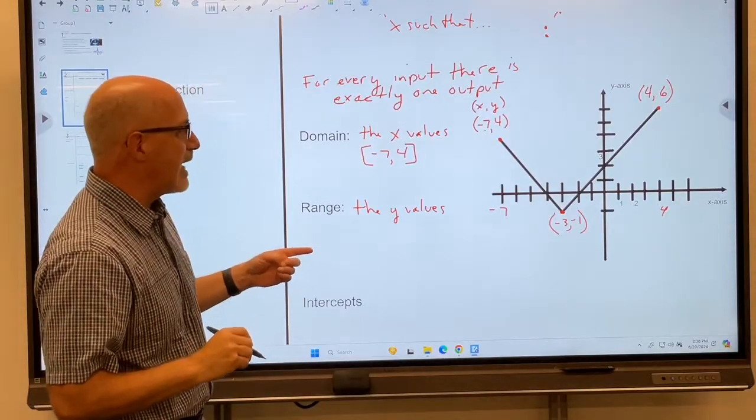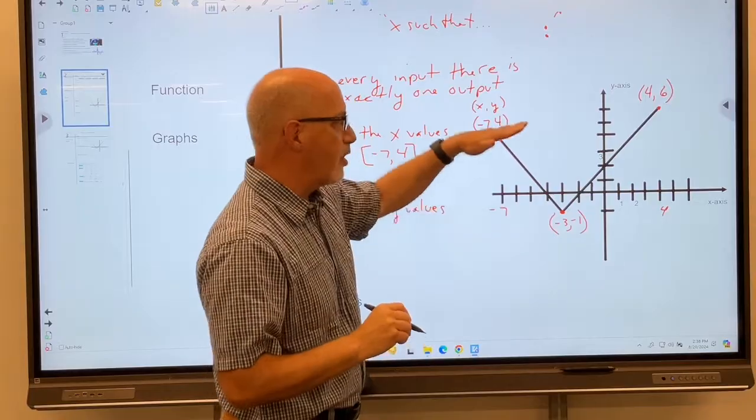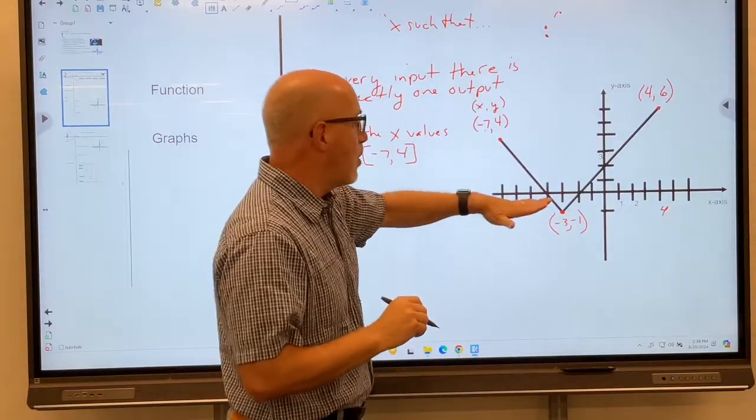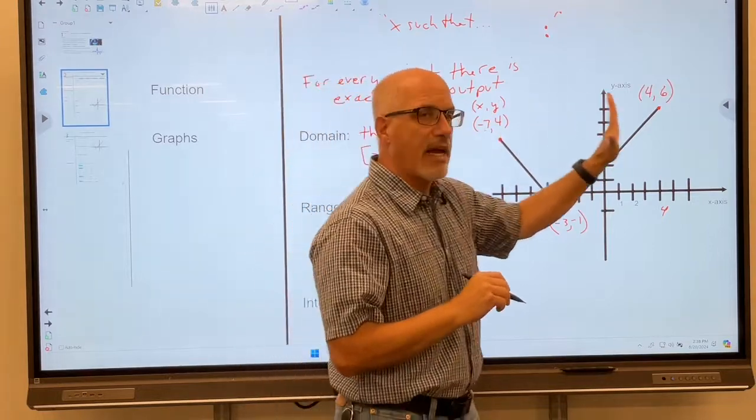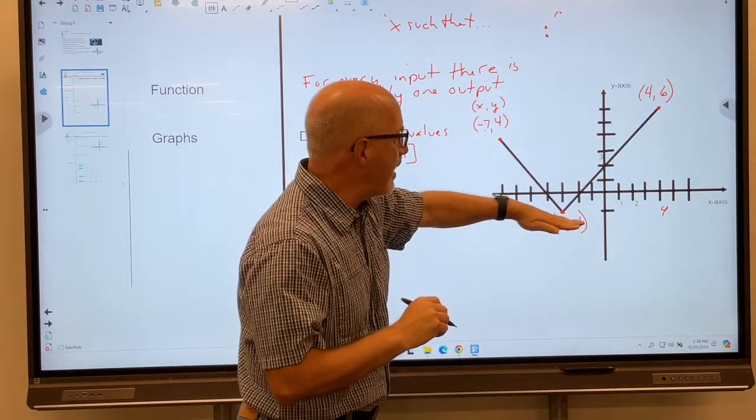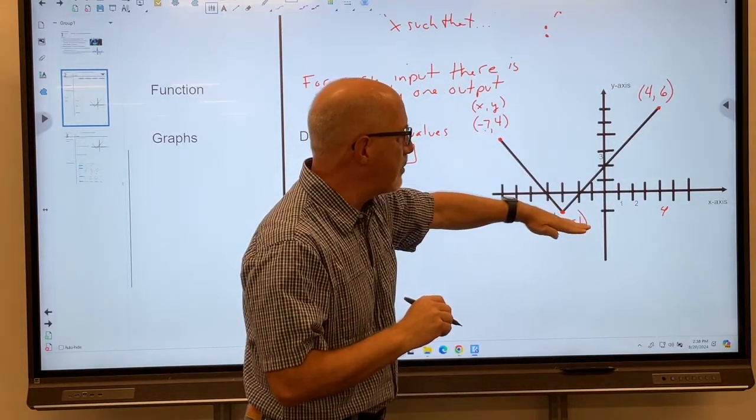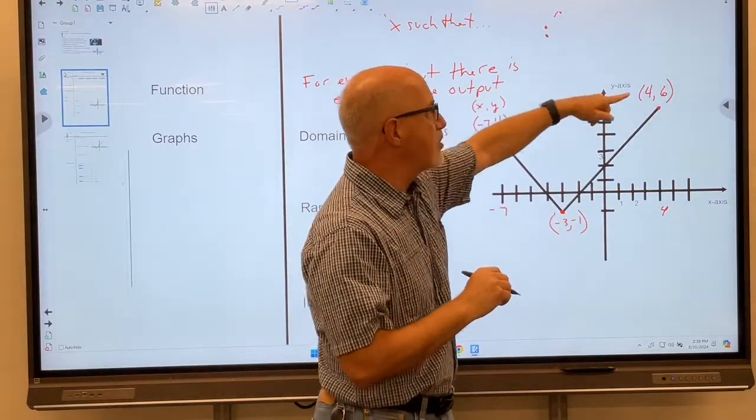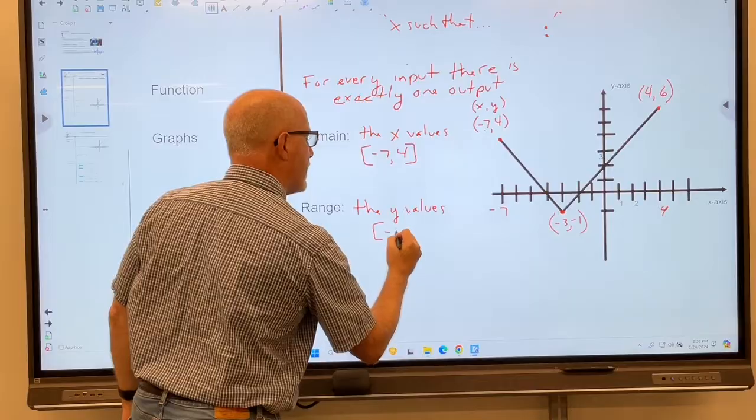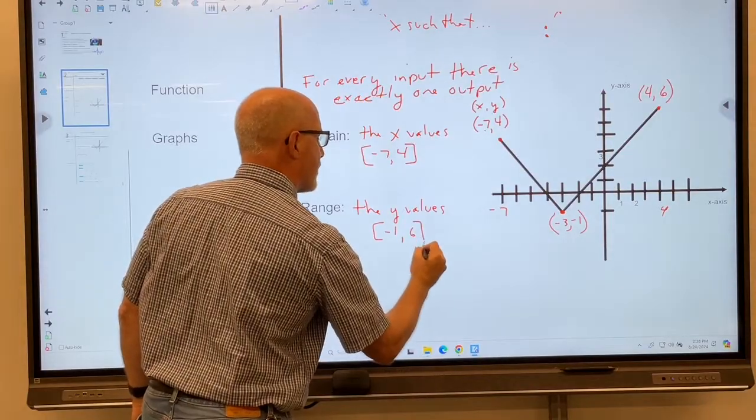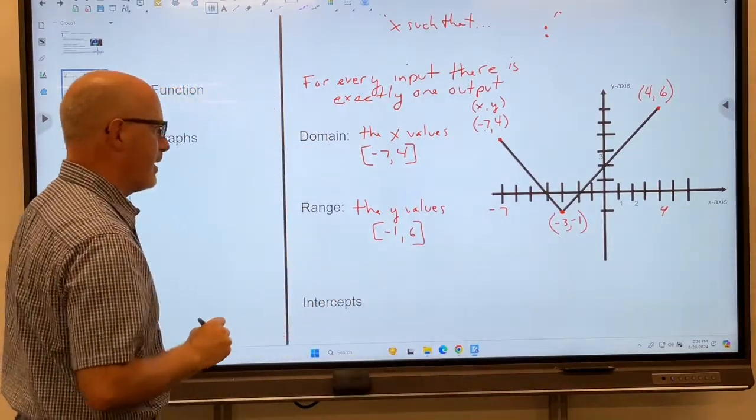Now for the range, it's the y values. We're going to look at what the y values go from the up and down. So y values go from the bottom up to the top, whereas x's went side to side. So the y values, the lowest here is going to be a -1. The highest y value is a 6. So I'm going to put from -1 up to 6 for my range.